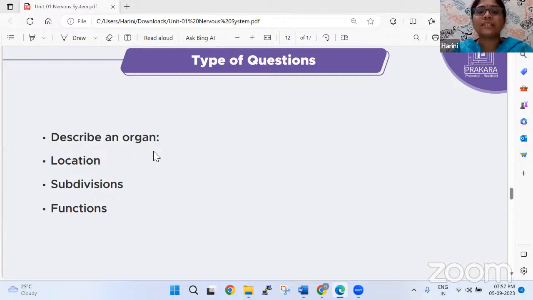But the next one is describe an organ. So what is describe an organ? When the question is like write briefly about an organ or a part, in every such question just try to stress three major subheadings: where is it located, what are the major subdivisions, and what are the major functions. When you represent your answer this way, you will also feel satisfied that you have given a good answer, right?